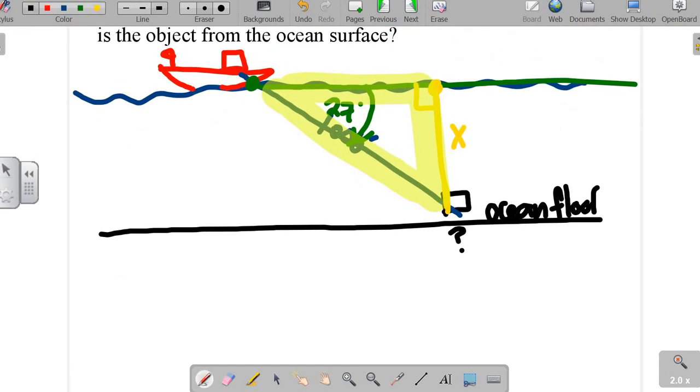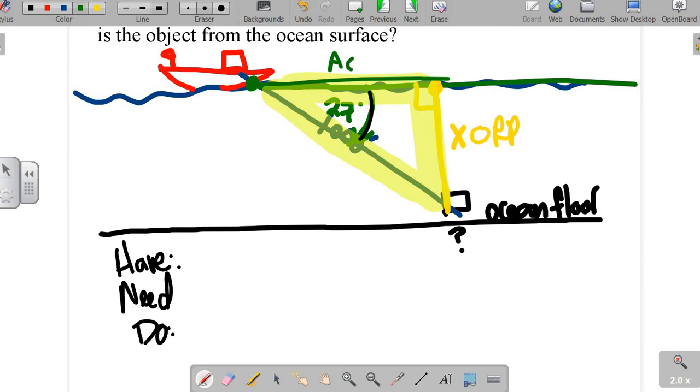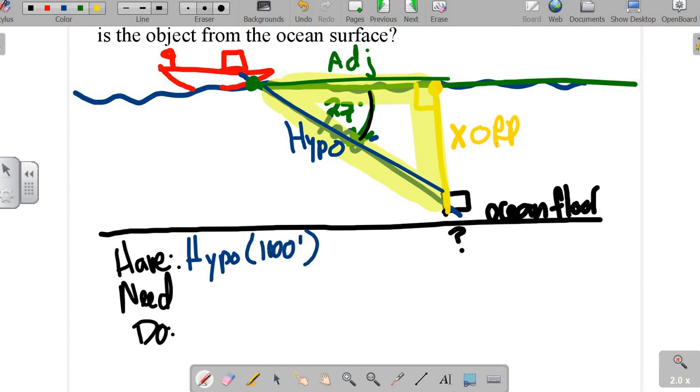Let's take a look here. We have, need, do. Let's label. This is the opposite side. This is our adjacent side, and this is our hypo. We have the hypo. It is 1,000 feet. We want the opposite, which is our x. So I have an OH combo, that is sine.